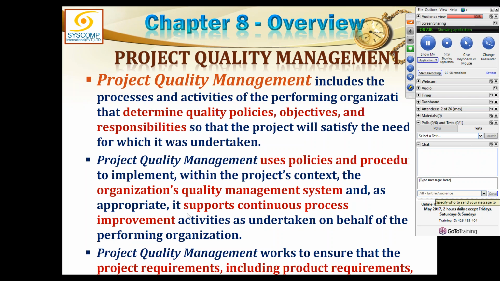So these continuous improvement, process improvement activities are undertaken on behalf of the performing organization. Project quality management works to ensure that the project requirements, including the product requirements, are met and validated.